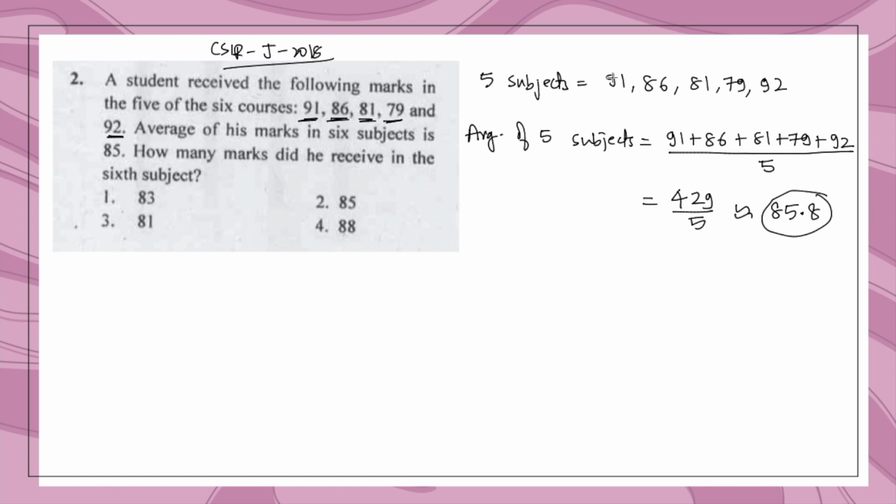Now I have given you a formula, right? When a 6th person or a new person was being added in the family, in the same way a 6th subject is added over here and the new average becomes 85. So now your value of n is 5, your value of x is 85.8, and your value of y is 85. If you remember, the formula was n times y minus x, and plus y.